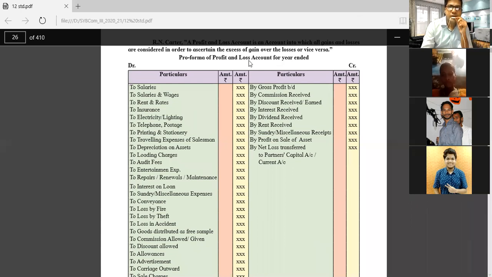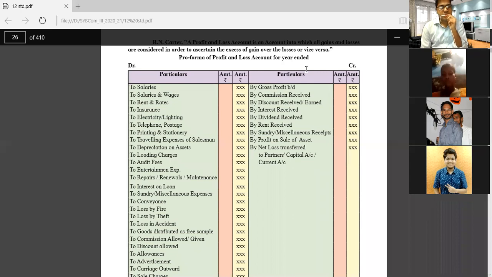Okay, now we will discuss today the profit and loss account. And this profit and loss account is very important whenever we discuss final accounts. On the profit and loss account debit side, we can say that it is an expenses side. Credit side, we can say that it is an income side. On the profit and loss account debit side, we will record indirect expenses. On the credit side, we will record indirect incomes.